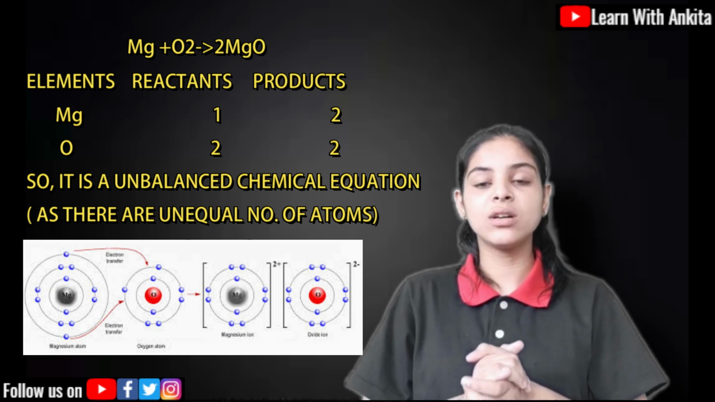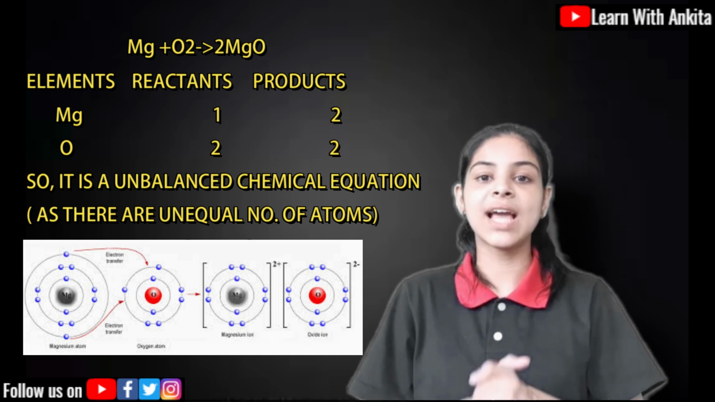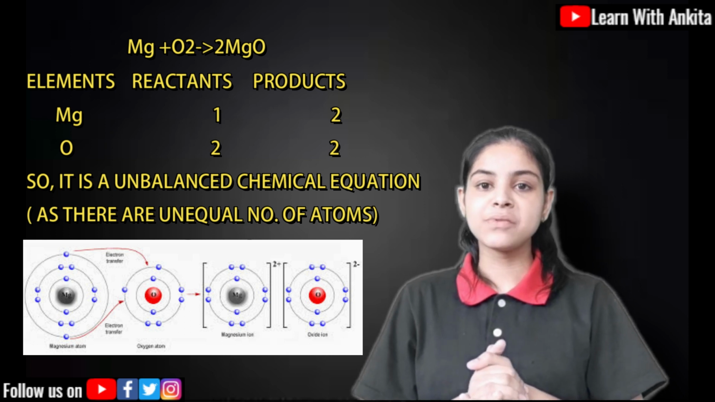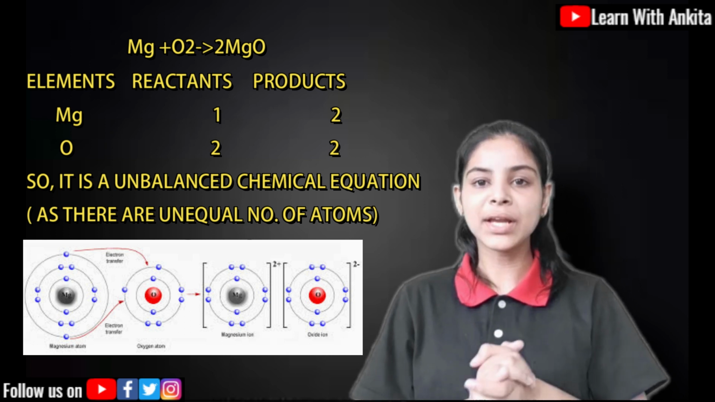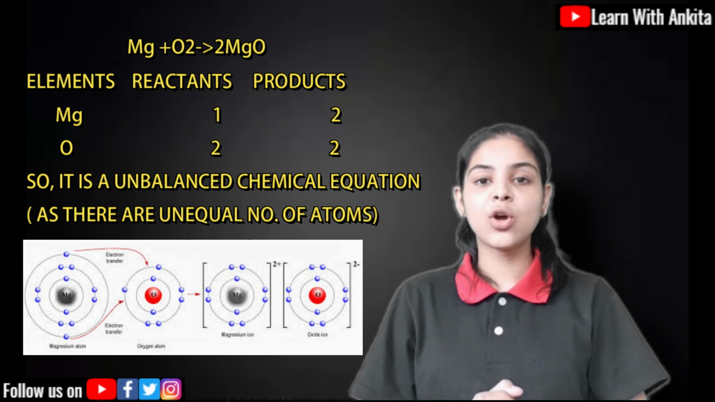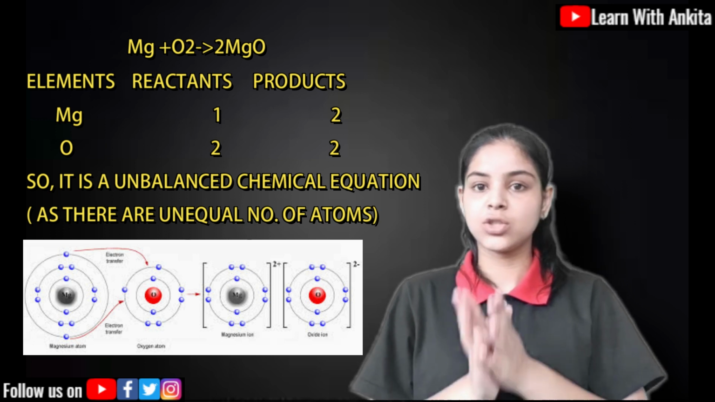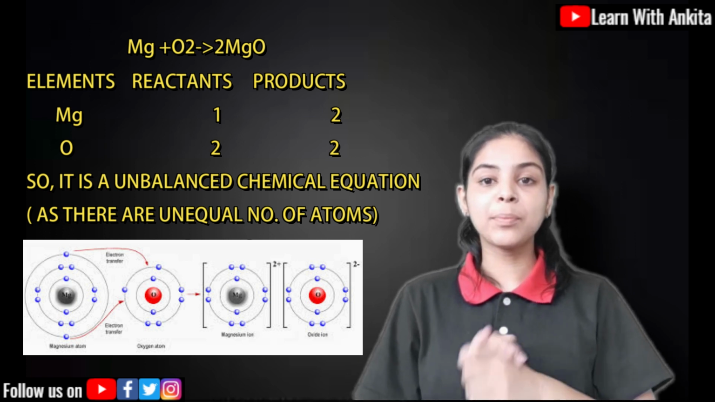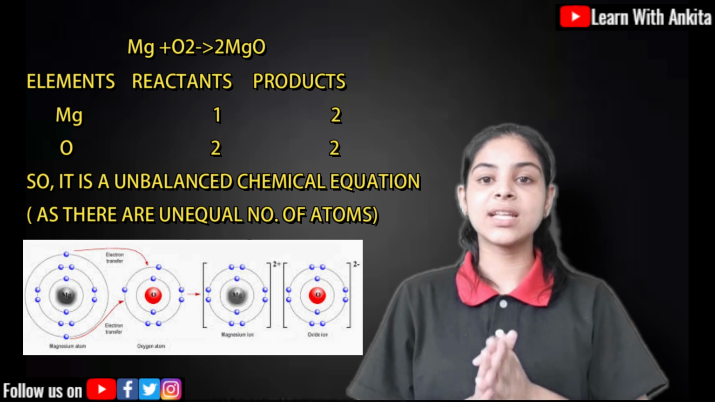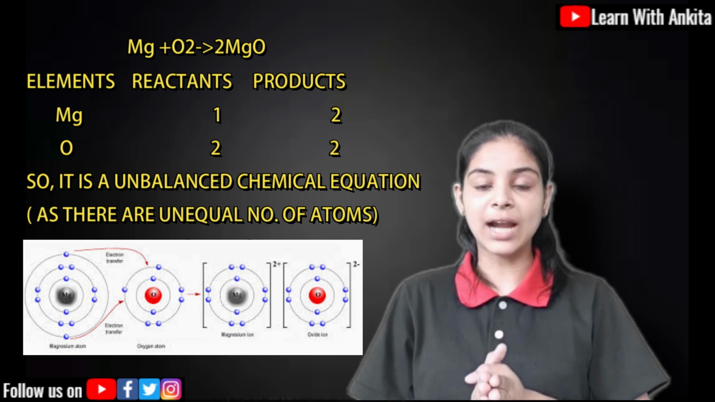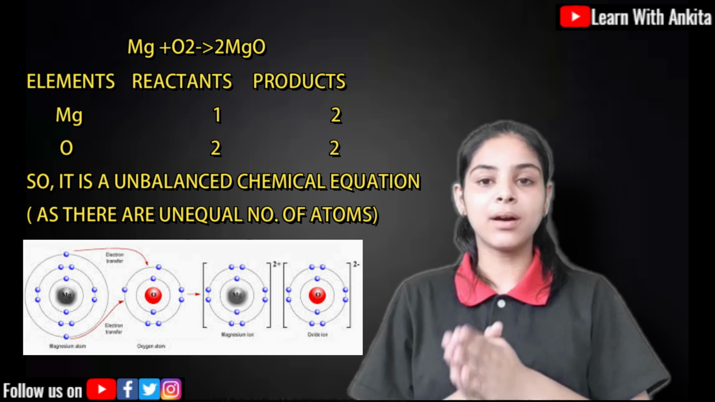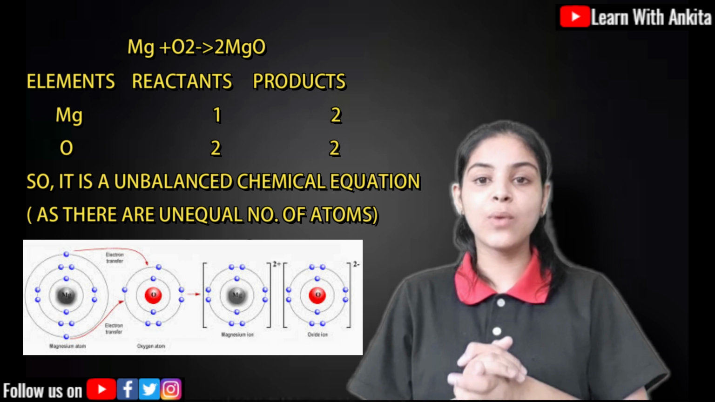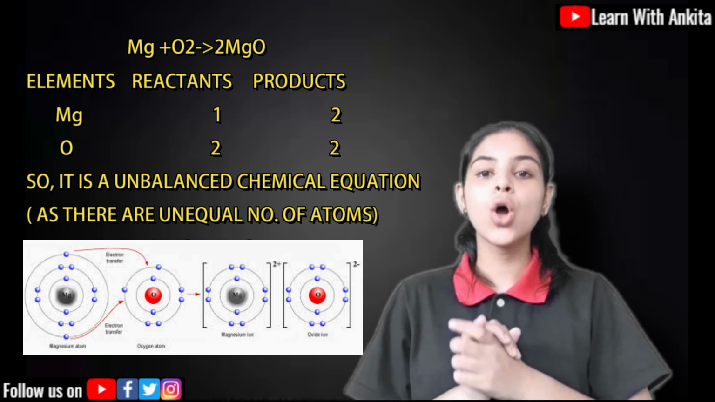First of all, see the reactant side, or the left hand side. See magnesium atoms, only one. Only one atom is there. If we talk about oxygen, how many atoms are there? Two atoms. If we move on to the product side, there is 2MgO, so that means there are 2 atoms of magnesium as well as 2 atoms of oxygen.